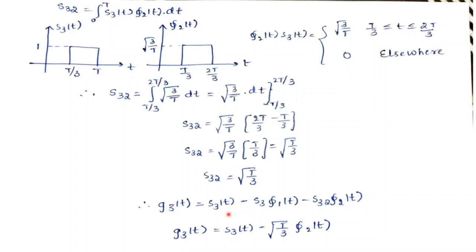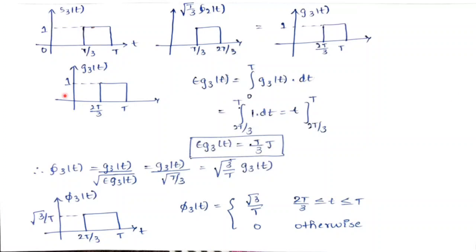Therefore g3 of t is equal to s3 of t minus s31 phi 1 of t minus s32 phi 2 of t. Therefore g3 of t is equal to s3 of t minus root of t by 3 phi 2 of t. Next, these are the plots for the above equations.